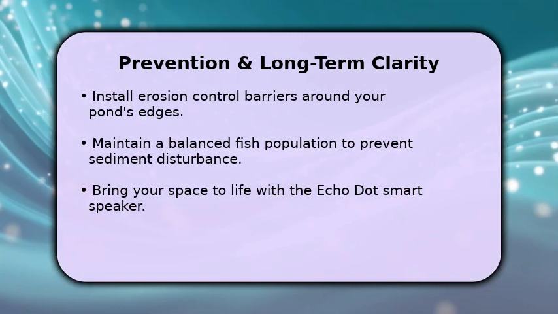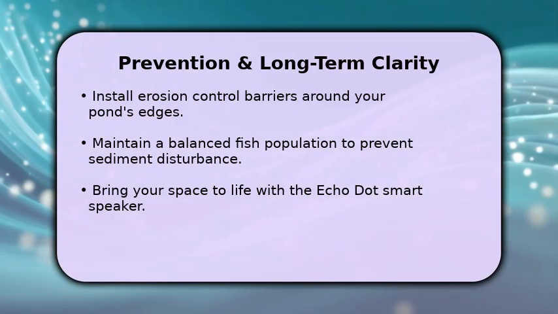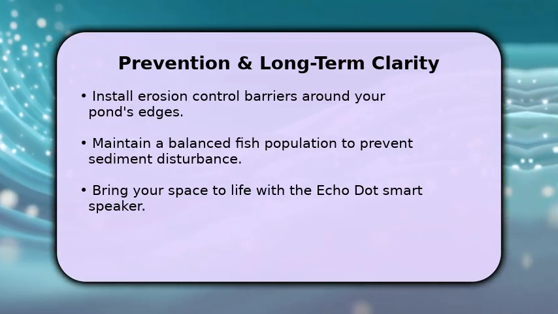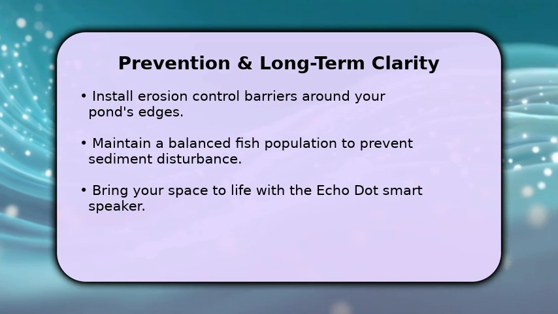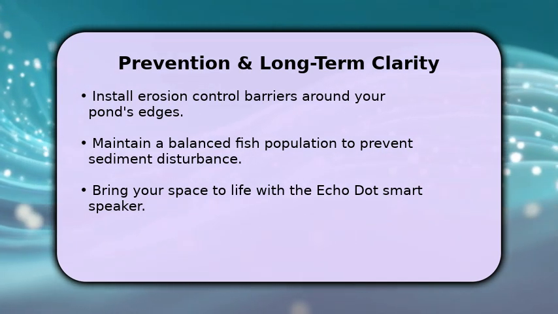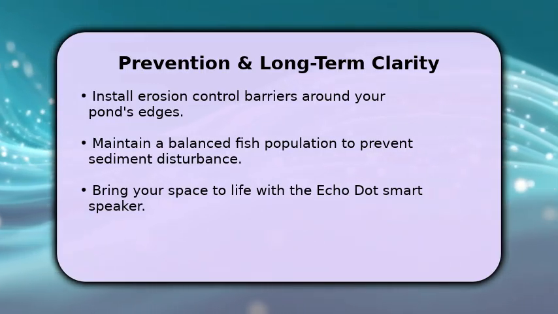Maintaining a clear pond long-term requires consistent effort. Implement erosion control measures, like planting vegetation around the banks, to prevent soil runoff. Manage your fish population to avoid overstocking, which can stir up sediments. Regularly test your water parameters to catch issues early and adjust treatments as needed.